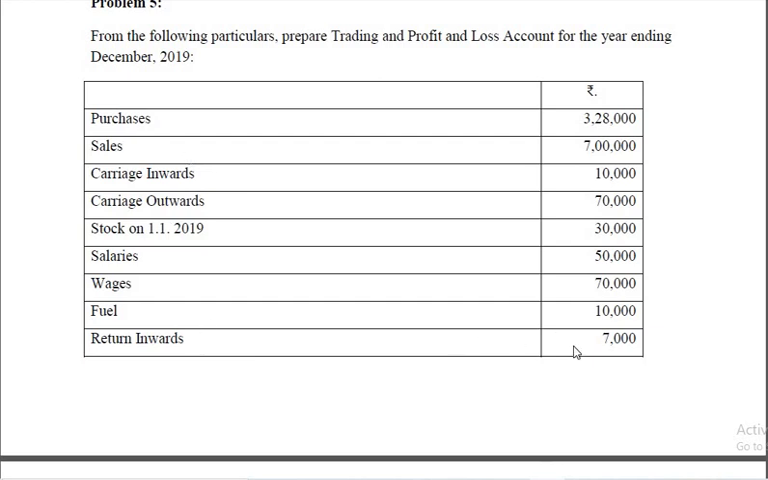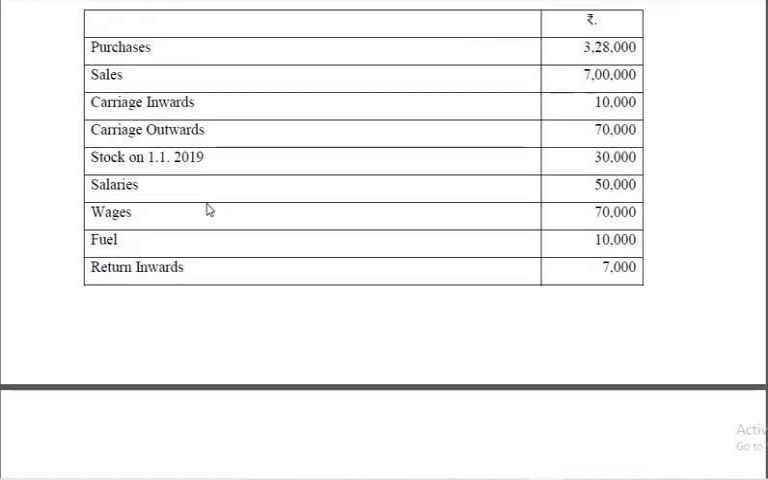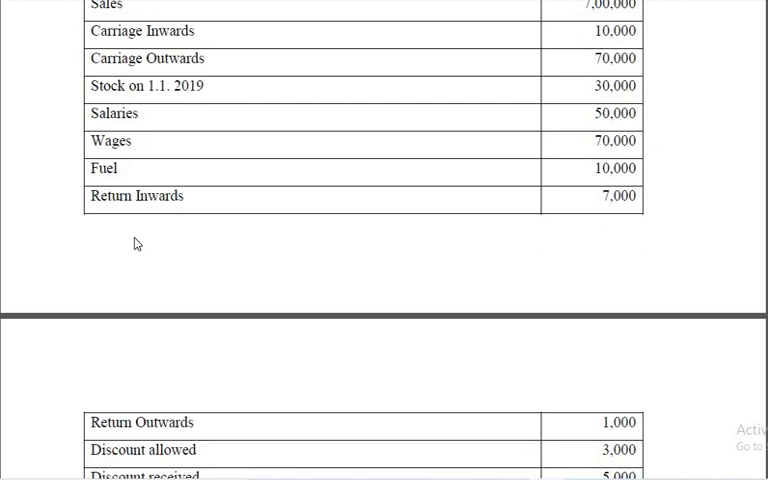Return inwards are 7,000, that should be deducted. Return inwards are nothing but sales returns. Return outwards are nothing but purchase returns. Carriage inwards, that is on purchases, so debited to trading account. Carriage outwards, that's on sales, so that is debited to profit and loss account. Stock at the beginning, that's opening stock to trading account. Salaries to be debited to profit and loss account. Wages, fuel to be debited to trading account.